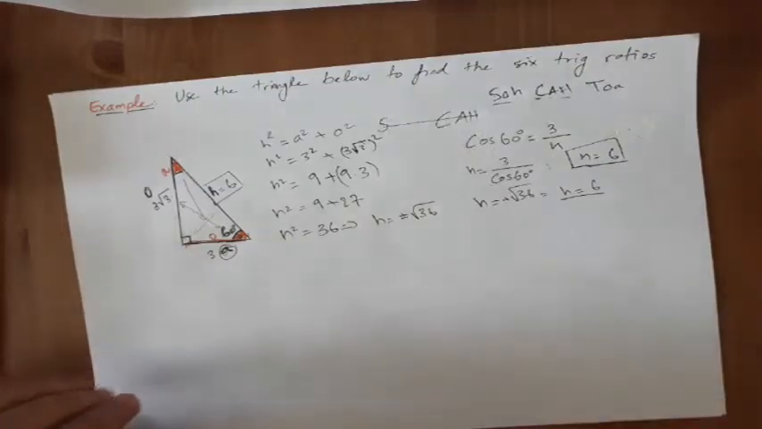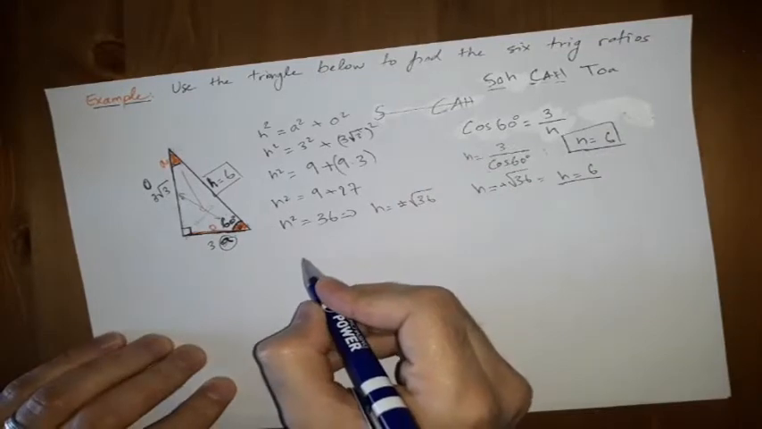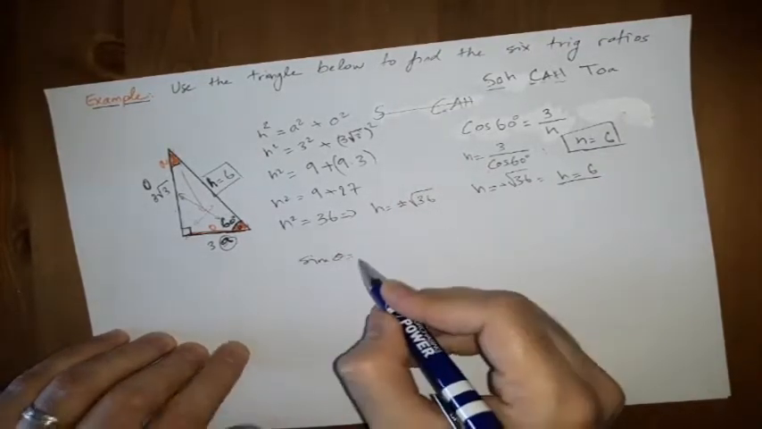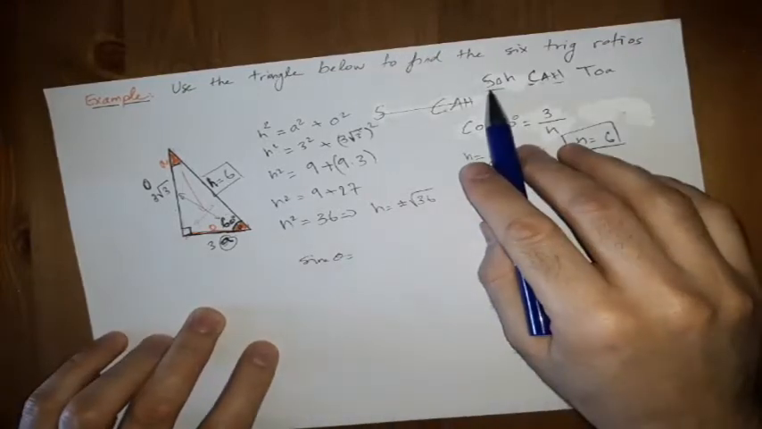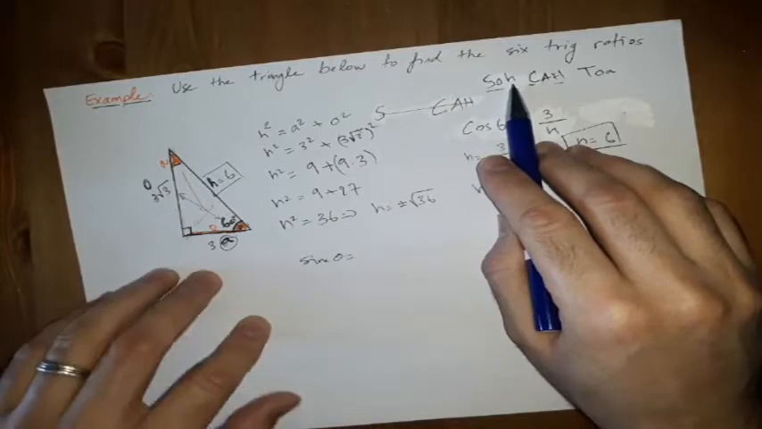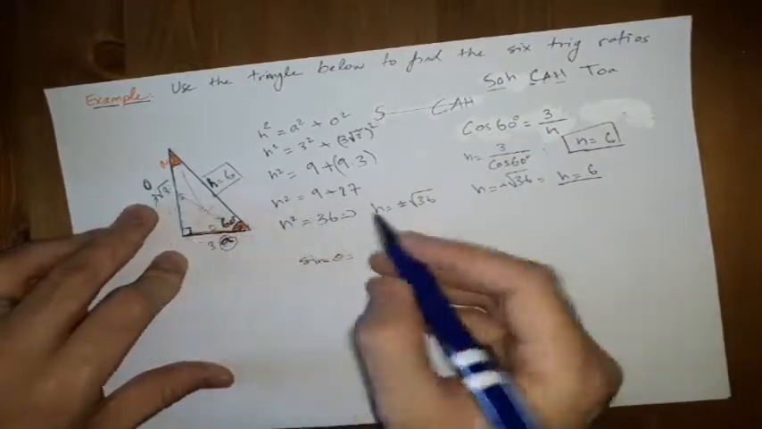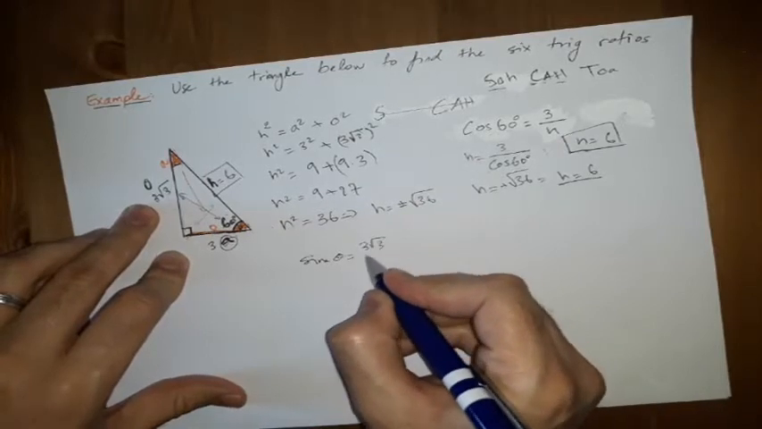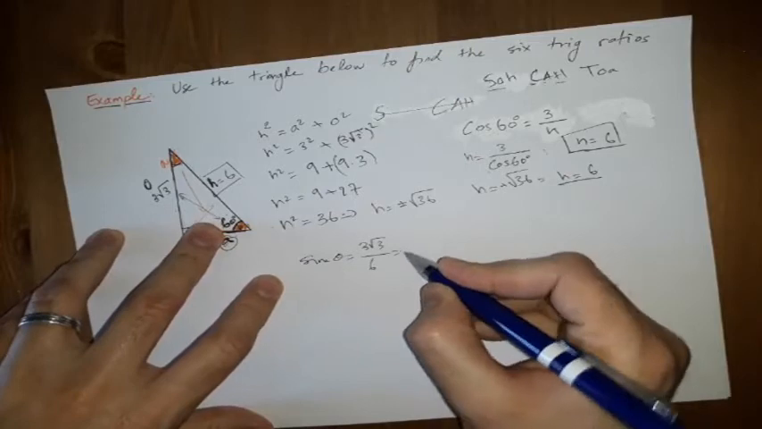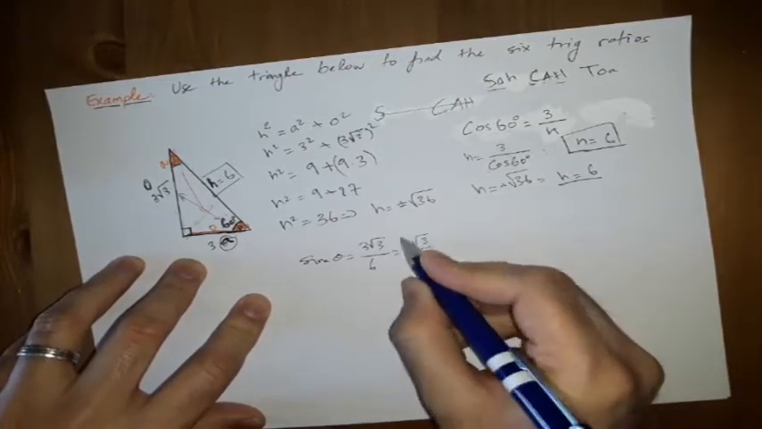All right, let's find now the 6 trig ratios. So let's start with sine. Sine of theta, which is 60 degrees, is what? Sine we said is opposite over hypotenuse. So what is the opposite? It is 3 square root of 3, the opposite right here, over hypotenuse, over 6. Can I divide by 3? Yes. So if I divide by 3 both sides, it's going to be square root of 3 over 2.